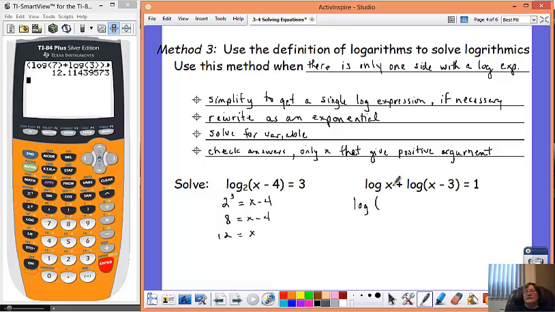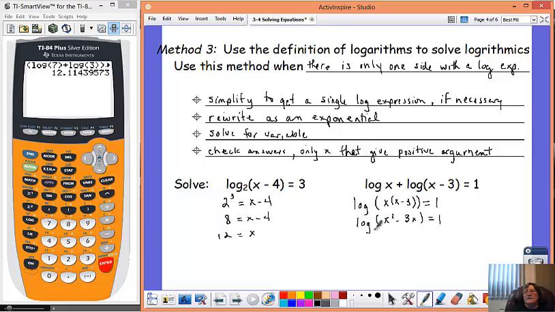The log of x times x minus 3 equals 1. Now we can distribute here. So the log of x squared minus 3x equals 1. And now we rewrite. We're on the second step because we've done this. Now we're here: rewrite as an exponential.